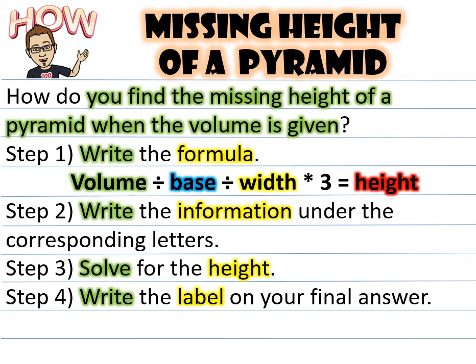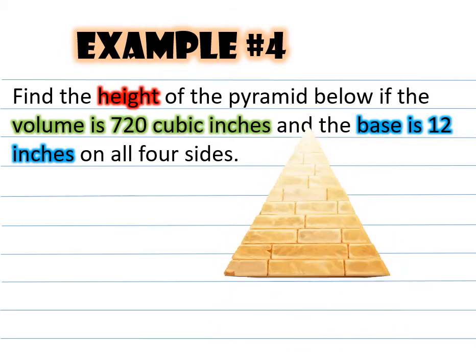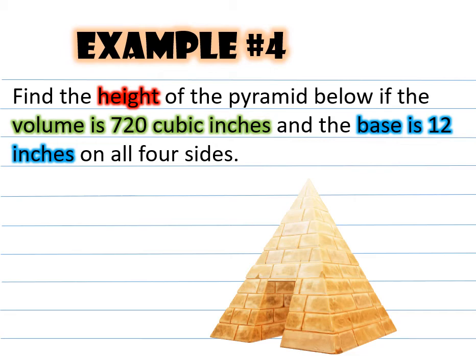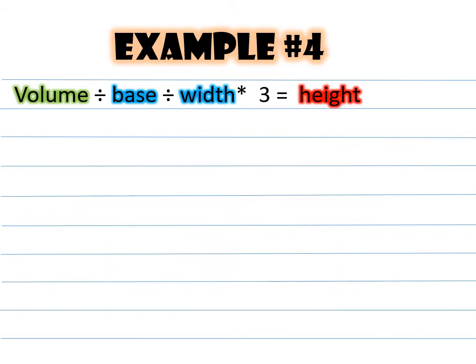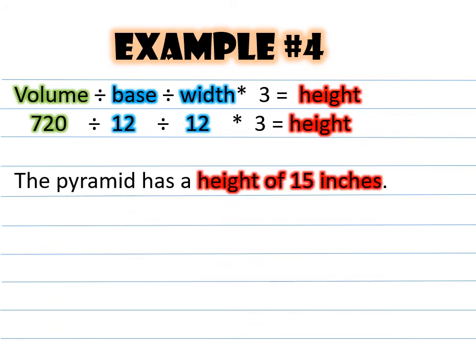To the first power. Example number 4, our final example. Find the height of the pyramid below. If the volume is 720 cubic inches and the base is 12 inches on all 4 sides. So we write down the formula: volume divided by base divided by width times 3 equals the height. The volume is 720, the base is 12, the width is also 12 because it's a square base. We multiply that by 3 because it's the opposite of dividing by 3. You type all of that into your calculator and you find that the pyramid has a height of 15 inches.